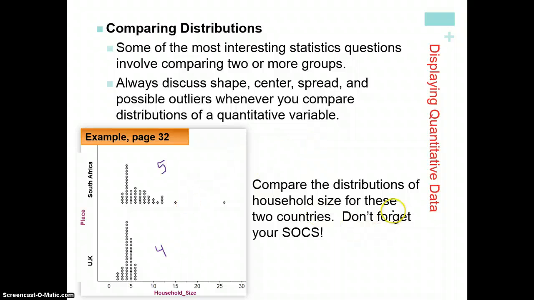You can do that with shape and spread as well, right? Spread for South African household is much larger than UK. We can see that. The shape, South African distribution is much more skewed to the right than the UK distribution, which is roughly symmetric. So let's move on.